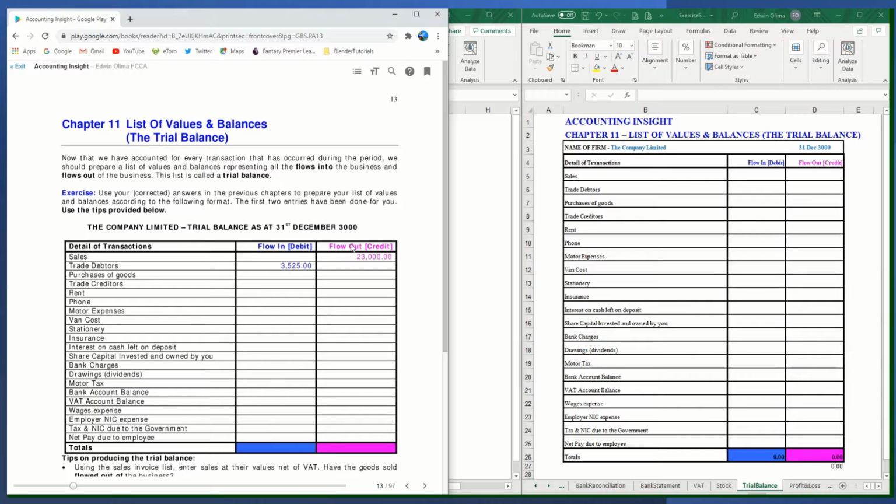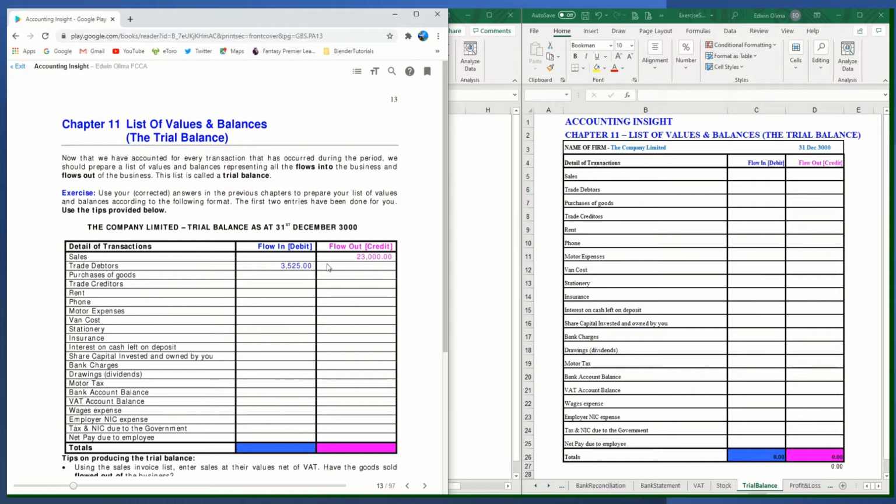In this chapter, we deal with the trial balance. The trial balance is a list of values and balances reflecting the transactions that we've been recording over the year, in this case for our company here. I'm going to show you how to compile the trial balance from the records we've been keeping.